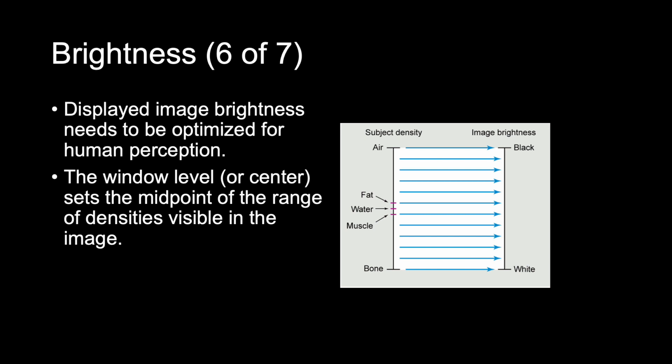So if you look at this figure here, it will show subject density and image brightness. So your subject density will be on the left, and then you have your image brightness over here. So it's showing you the air, the fat, the water, the muscle, and the bone, and how much white and black range of brightness the image will have depending on what types of densities it has to go through.